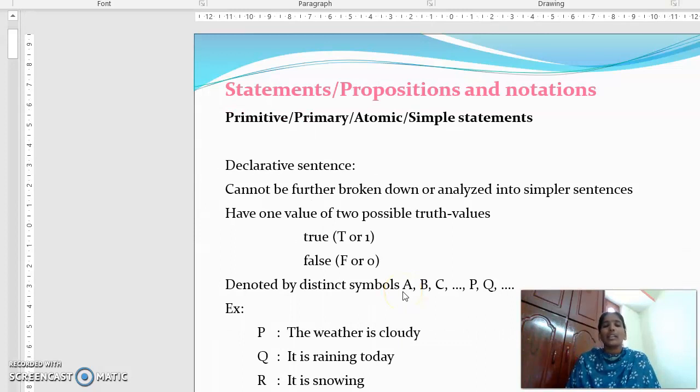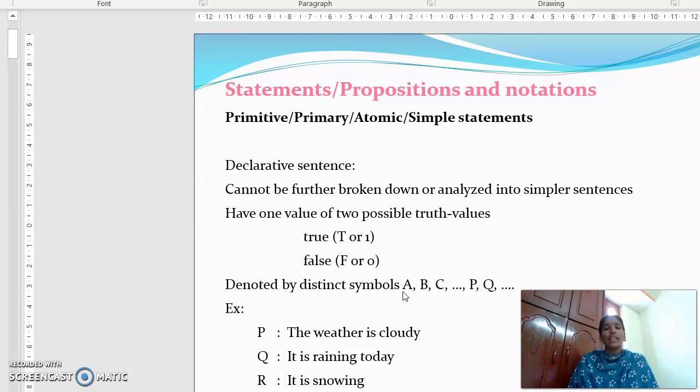The definition of a statement is that it is a declarative sentence, either true or false, but not both. If it is true, you represent the truth value with a capital T. If it is false, you represent it with a capital F. The notation is nothing but representing statements by symbols. For those symbols, you can use either capital A, B, C, or capital P, Q, R. So see here an example. Here we use the capital P, Q, R symbols.